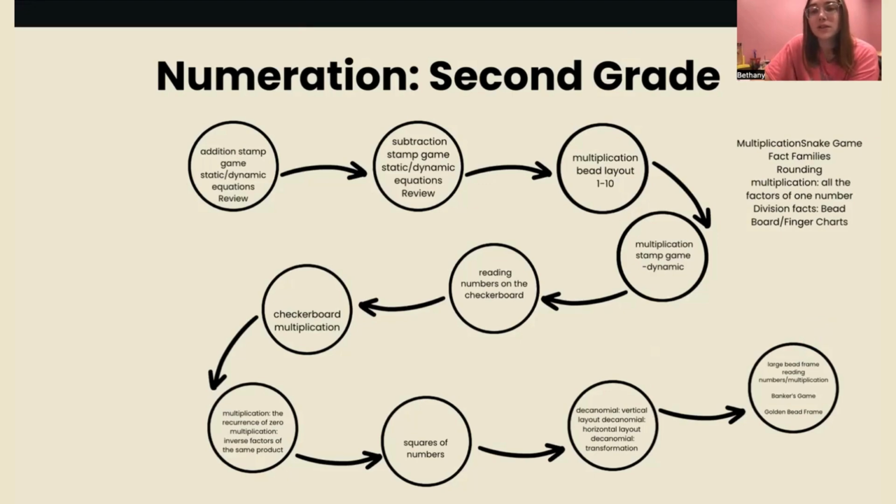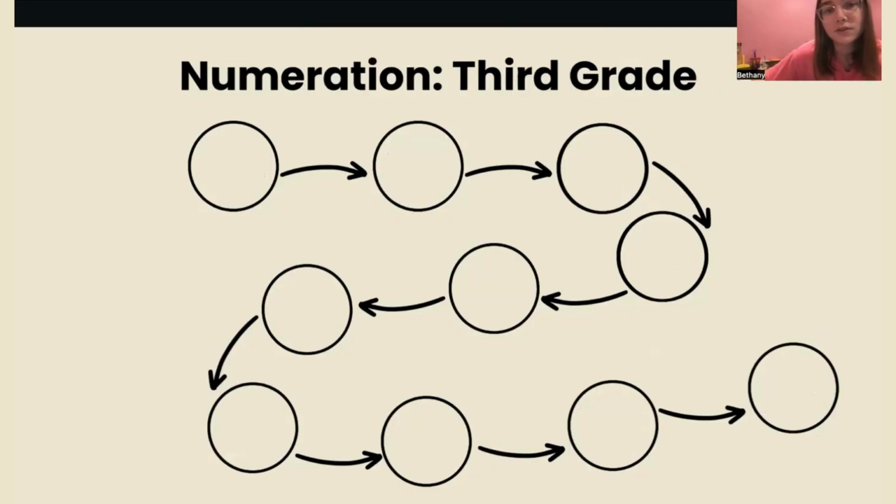If they get to division by the end, like I have here, there's another multiplication, factors of one number, but the division facts, if they get to the bead board and finger charts, I will have them do. There's also a multiplication bead board. I'll have them do fact families with multiplication and division. And then third grade for numeration, addition, subtraction review. I try to put addition and addition together. Oops, just gotta get rid of that G.